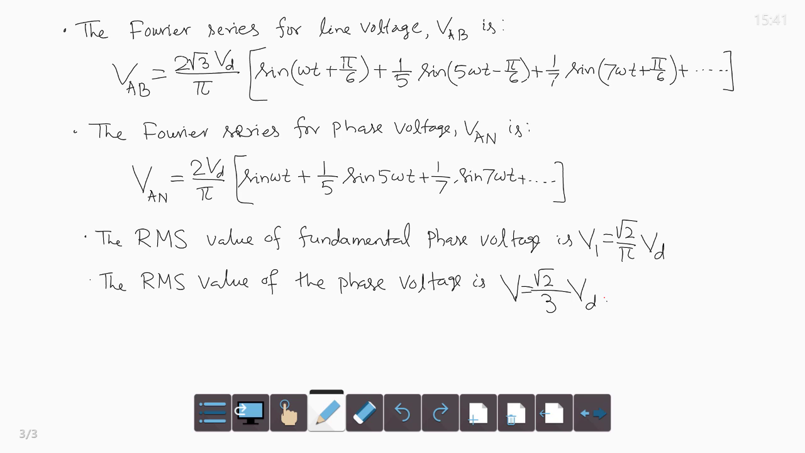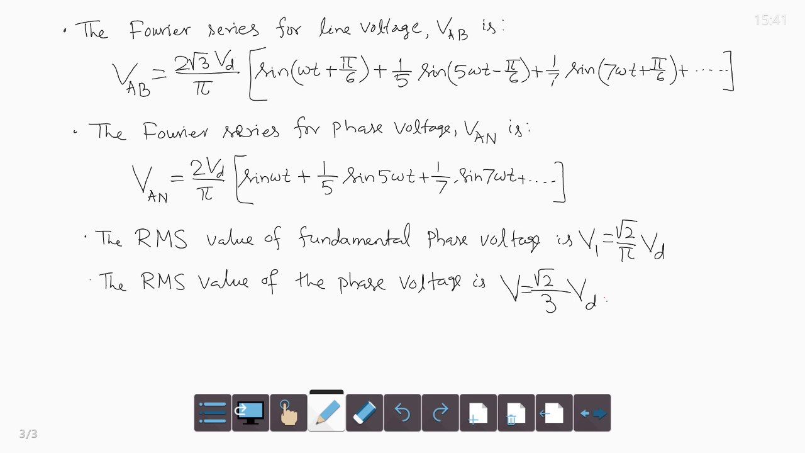The Fourier series for the phase voltage VAN is 2 Vd by pi times sin omega t plus 1/5 sin 5 omega t plus 1/7 sin 7 omega t, and so on. As you see from the 6-step waveform, the fundamental component of the phase voltage is in time phase without any phase delay, so sin omega t is there, and the line voltages will be pi by 6 away.